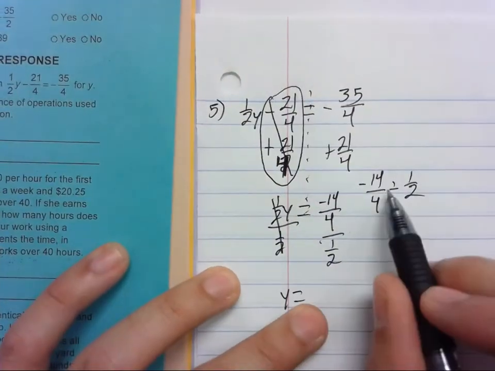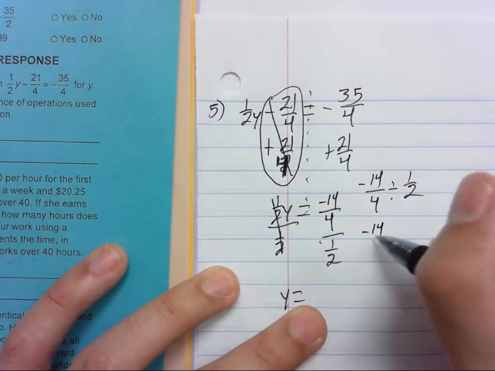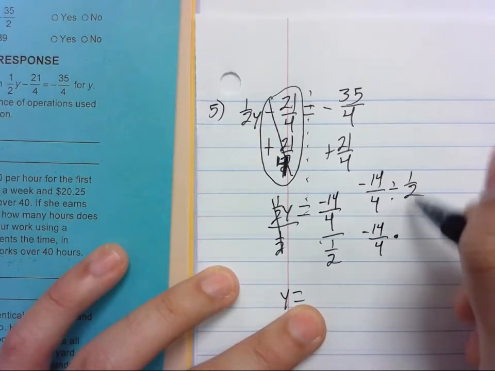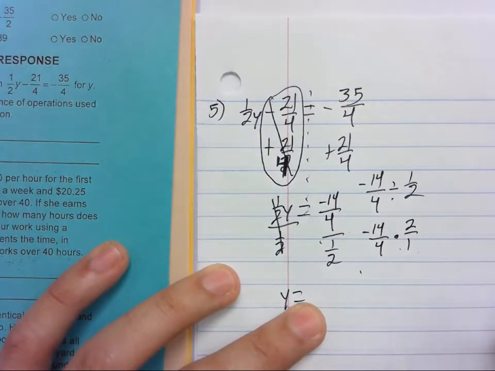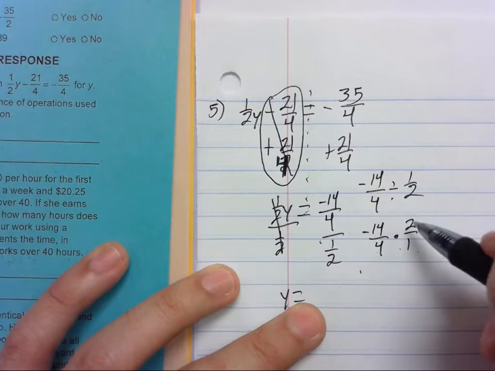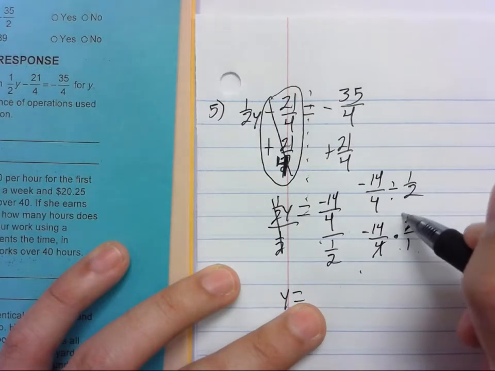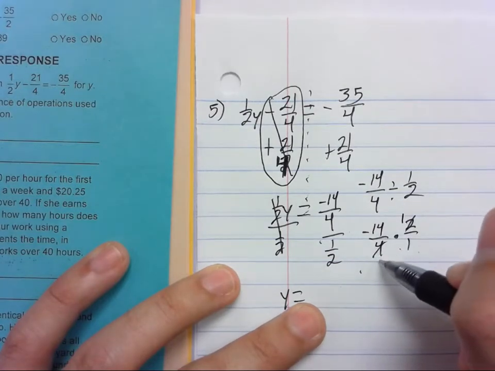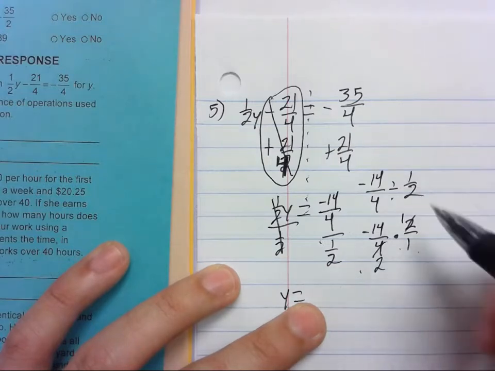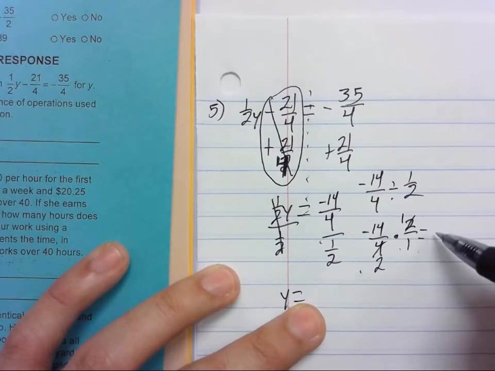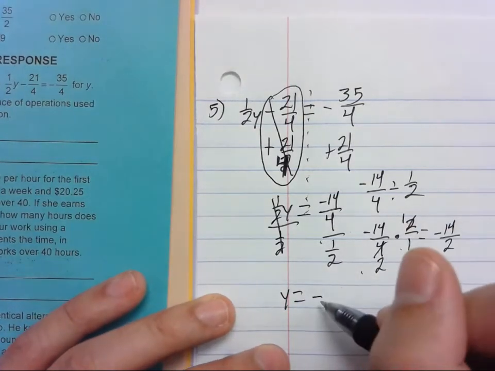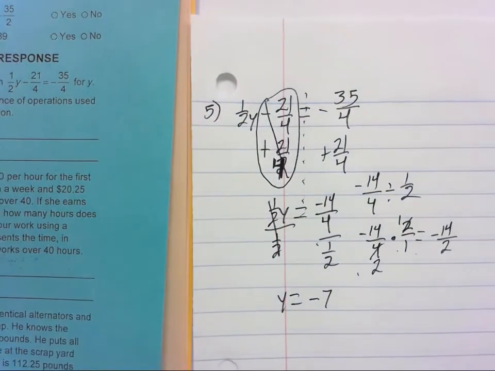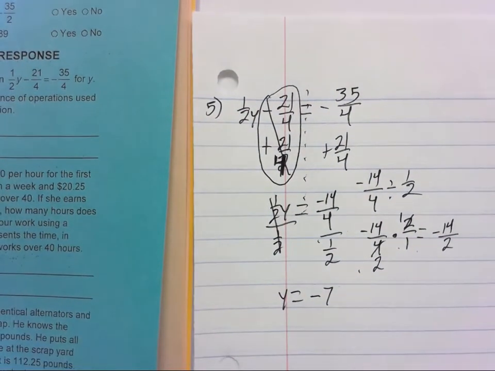We don't divide fractions, we can't, so we have to multiply by the reciprocal. So negative 14 over 4 times 2 over 1. I see a 2 and a 4. Let's simplify here. 2 divided by 2 is 1. 4 divided by 2 is 2. We can simplify again, but let's multiply this out. We get negative 14 over 2. Simplify, negative 14 divided by 2 is negative 7. So when we solve it, we get y equals negative 7.